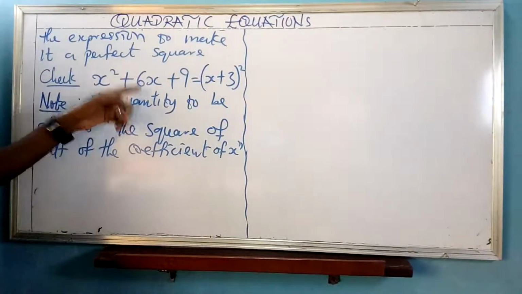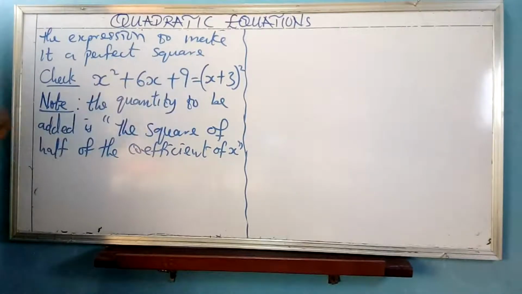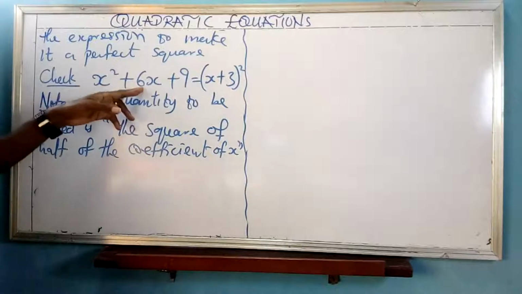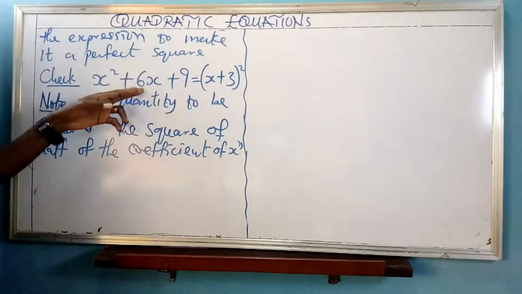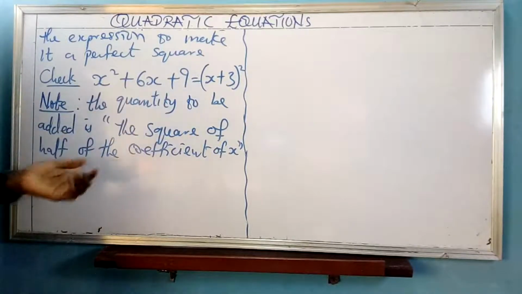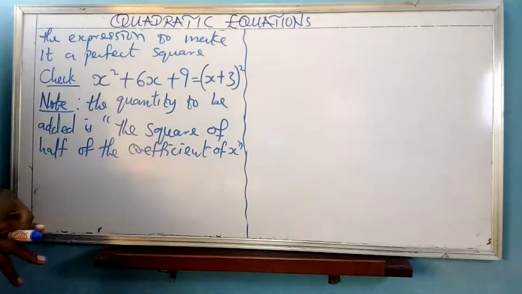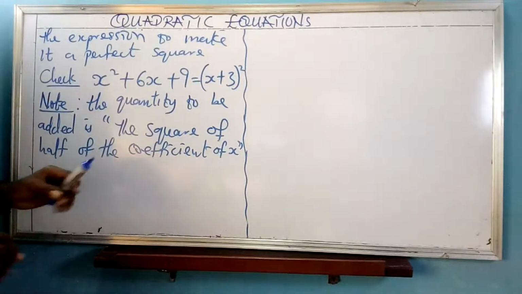What is the coefficient of x? What is half of it? 3. And the square of that 3 will be what? 9. Do you see it now? Half of this one is 3. Square of it will now be 9. So as long as you know that one, you're good to go. Okay? So take note of this point. Let's go to example 2 now.